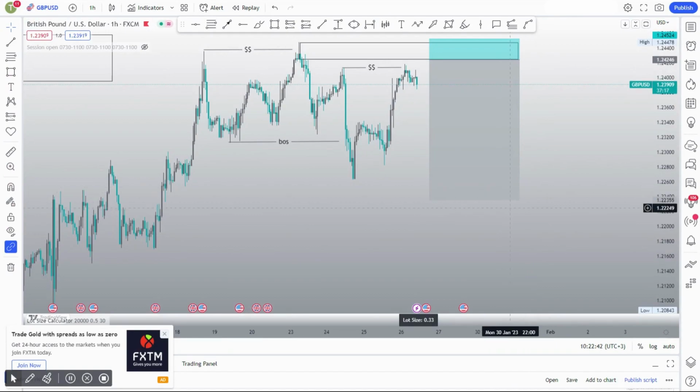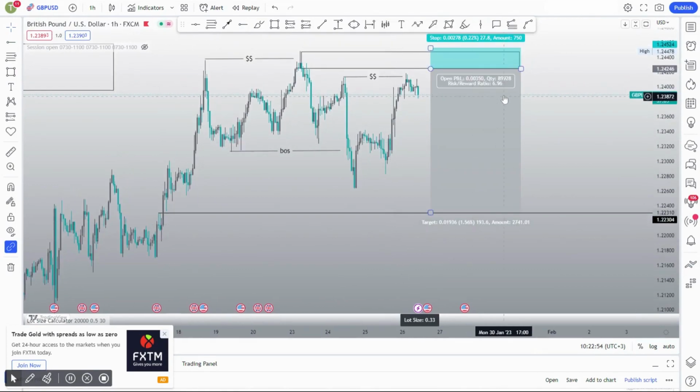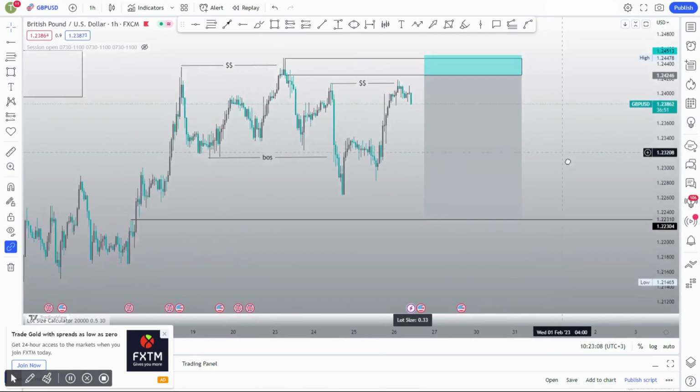Our exit will be the demand zone, the previous demand zone before the market did this upside push. So this will be our exit for this trade. So this is a 1 to 7 risk reward ratio trade. This is a very good setup, an A plus setup, guys.